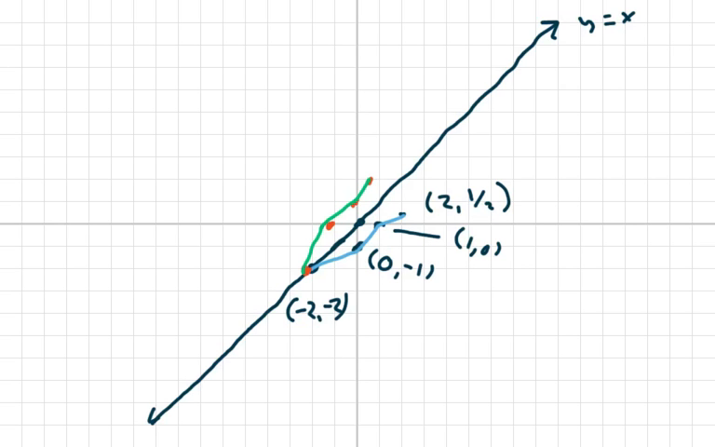There's your inverse function. So I just switched the x and the y. This one would have been 0, 1. This one would have been -1, 0. And this stays the same.